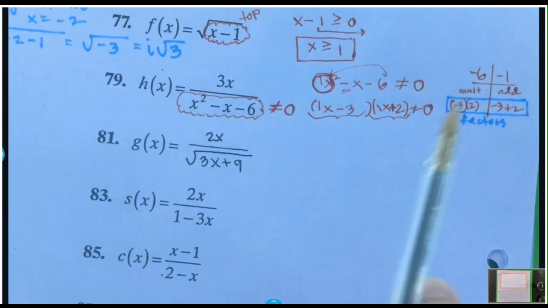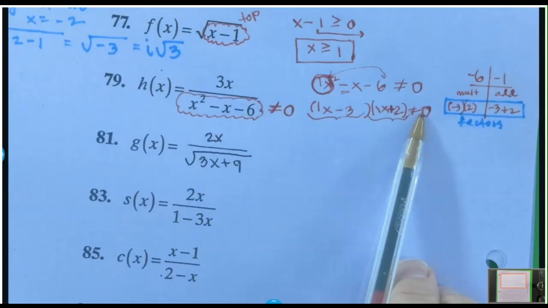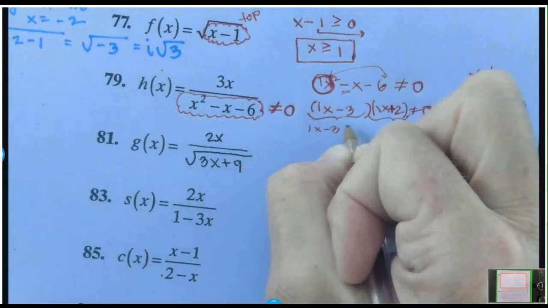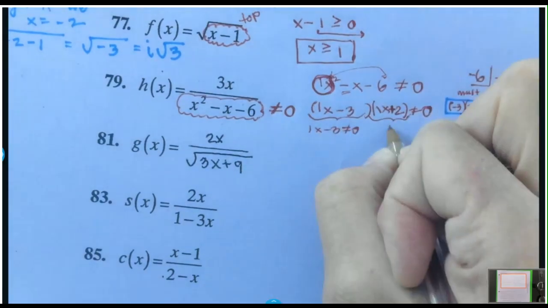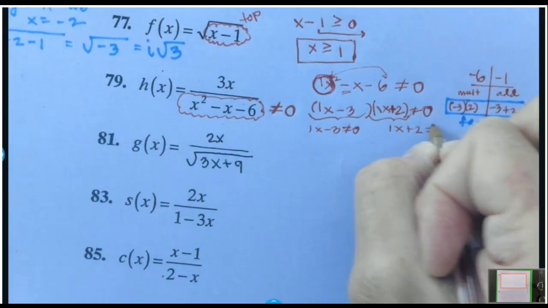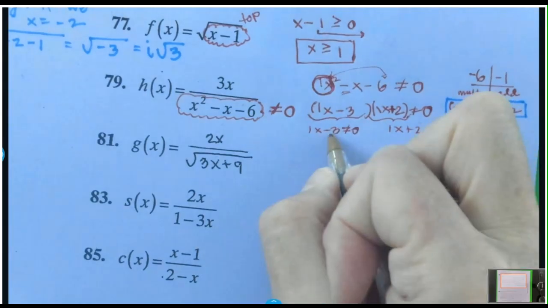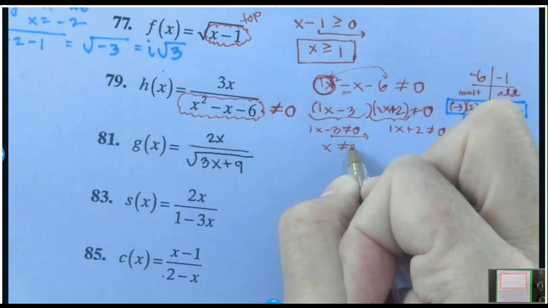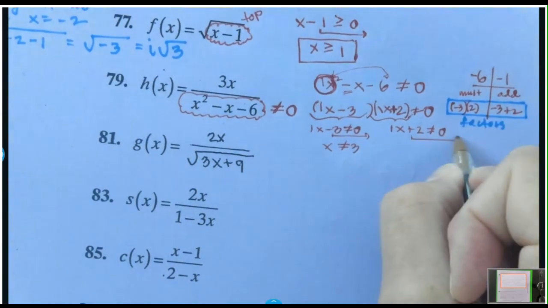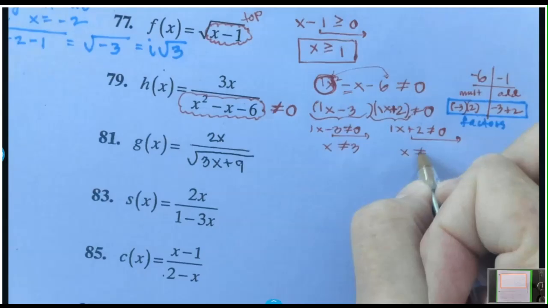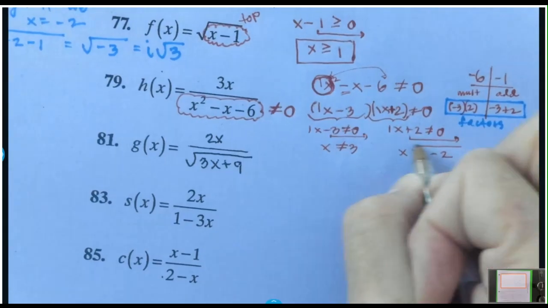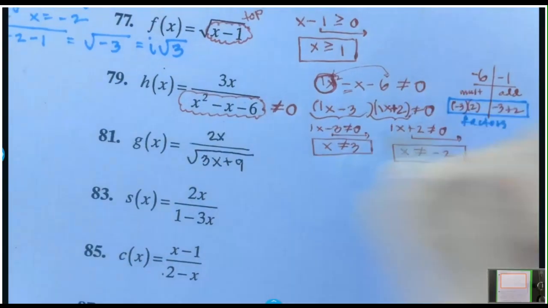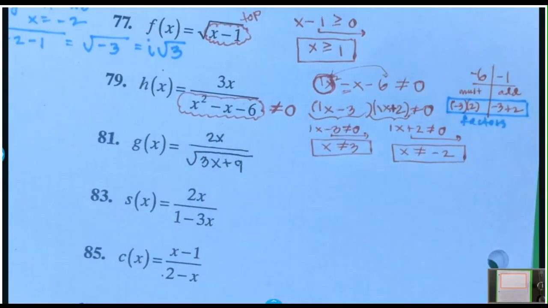Well, I normally would set them equal to 0, but today they cannot be 0. So I say, all right, 1x minus 3 cannot equal 0, and 1x plus 2 cannot equal 0. And then I solve these by moving this over, and I say, all right, x, you cannot be 3. And then I move this over, and I say, all right, x, you cannot be negative 2. And these are my restrictions on the domain. These are my restrictions, and I'm going to show you why.